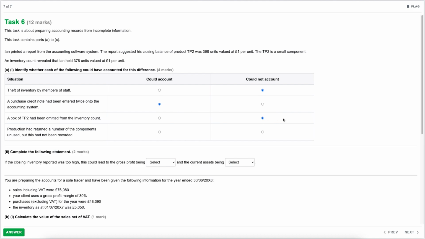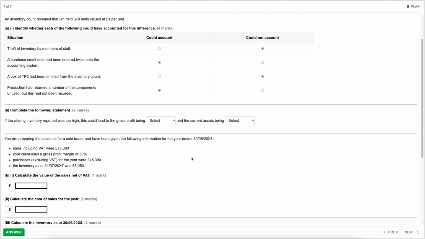And then number 4, production had returned a number of the components unused, but this has not been recorded. Well, again, that one definitely could be a reason. So if we think about this, production have returned some of the physical inventory, but it's not yet been recorded on system. So the actual physical inventory would be there, but until it was recorded as being returned on system, it would mean our closing balance within the system would be too low. So that could be a possible reason.